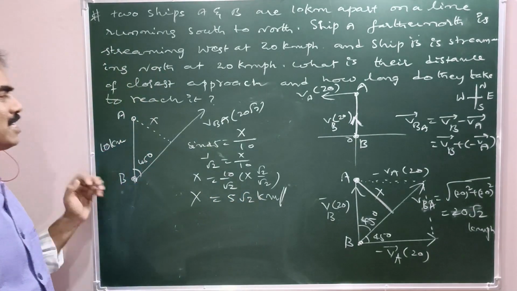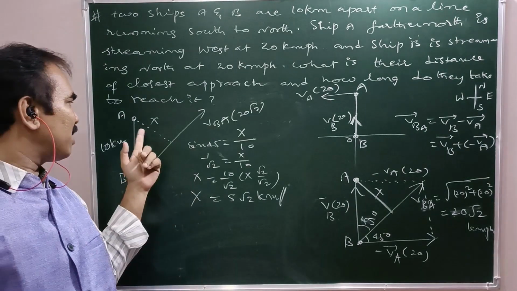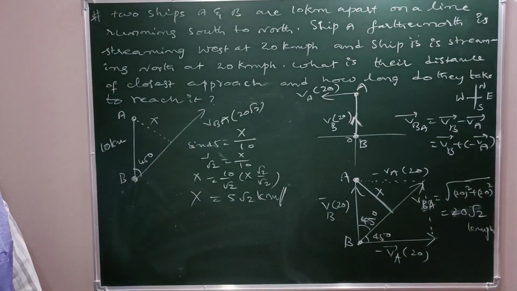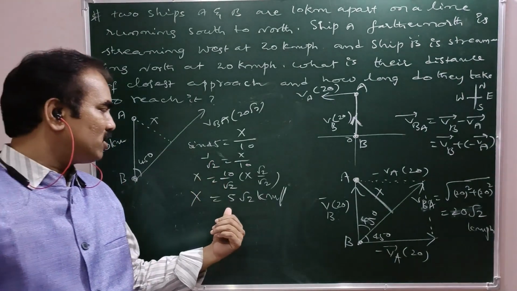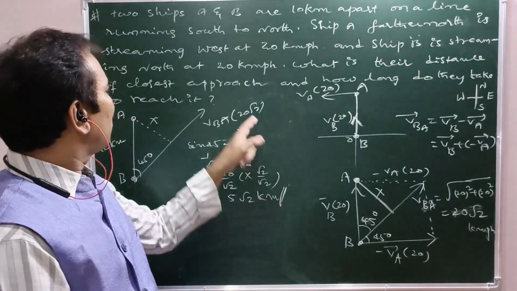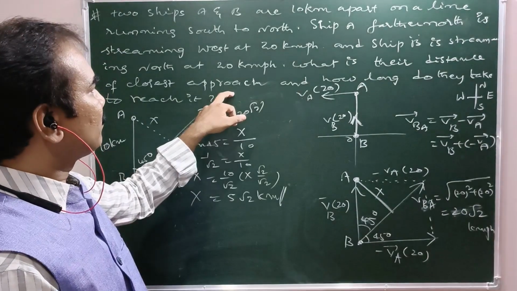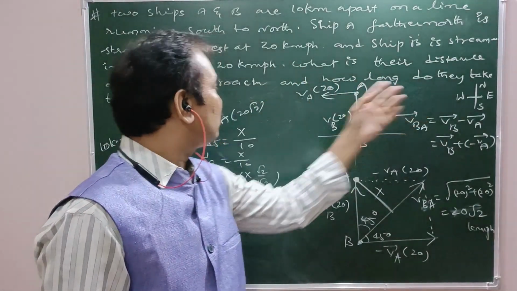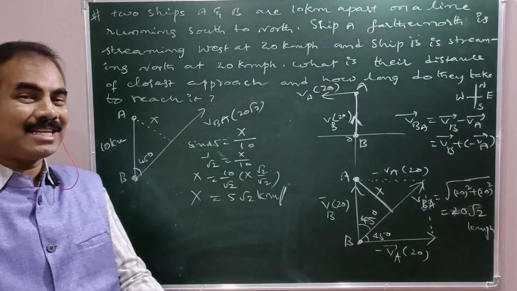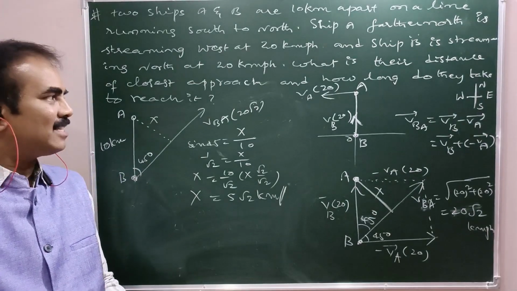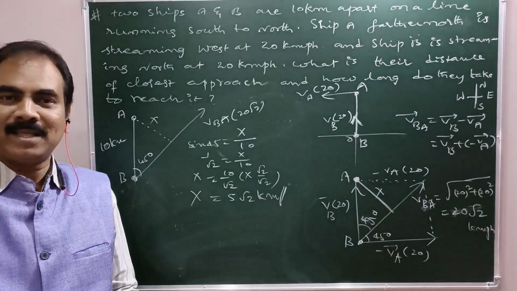So this is the closest approach between A and B. The closest distance is over. Now we need to find the time. How long do they take to reach it? What is the time taken by them to have the closest approach between them?